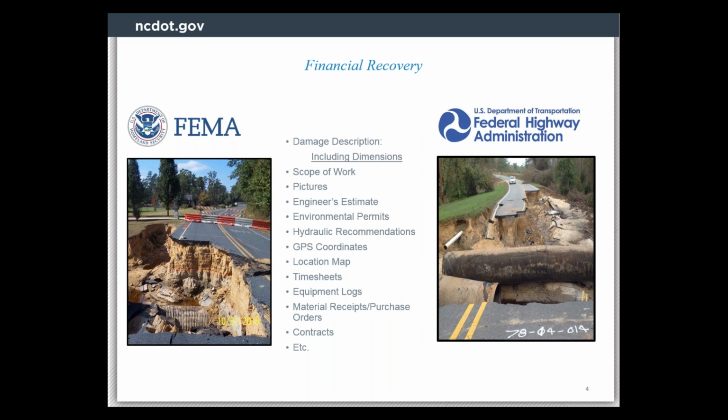But as I like to say, you can't just say we had a lot of damage and we need to be reimbursed. They don't just take us at our word. We have to provide a lot of information. And for states that have gone through this, you know what I mean. Everything from damage descriptions, where we have dimensions. We've got to provide a decent scope of work, estimates, anything that you can imagine really related to that site, from equipment logs, timesheets, receipts, purchase orders, the contracts, making sure federal provisions are in those contracts. All of that has to be supplied for the financial reimbursement process.